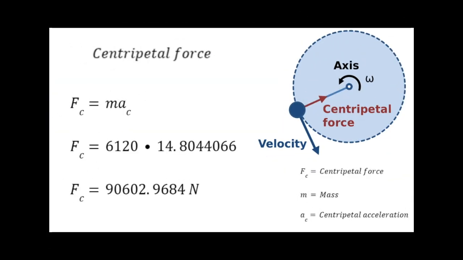The equation for centripetal force is F sub c is equal to m times a sub c. When plugging in the variables, you get that F sub c is equal to 6120 times 14.8044066. When you multiply that together, you get that F sub c is equal to 90,602.9684 newtons. Alright, we're done here.